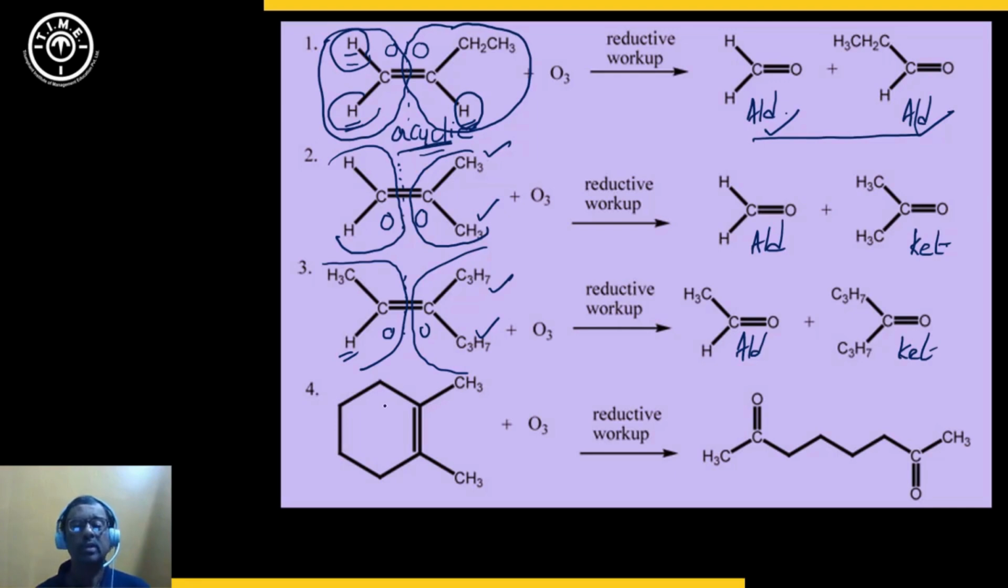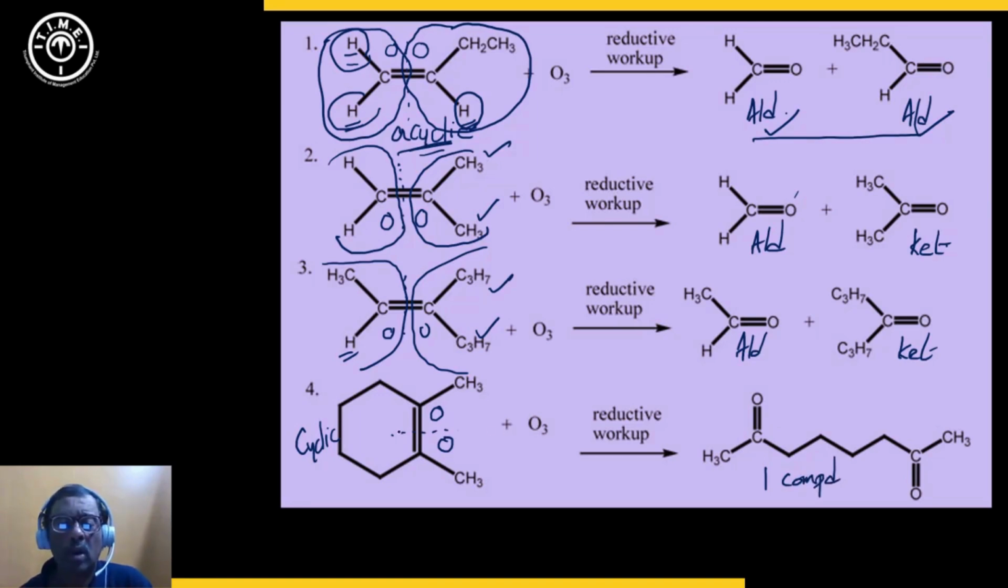Now coming to the fourth case, which is cyclic. 1, 2 and 3 were acyclic and we got two compounds for each double bond. Here you have a double bond. Break the double bond again in the same fashion that we mentioned. Put an oxygen there, put an oxygen here. But then you got only one compound.